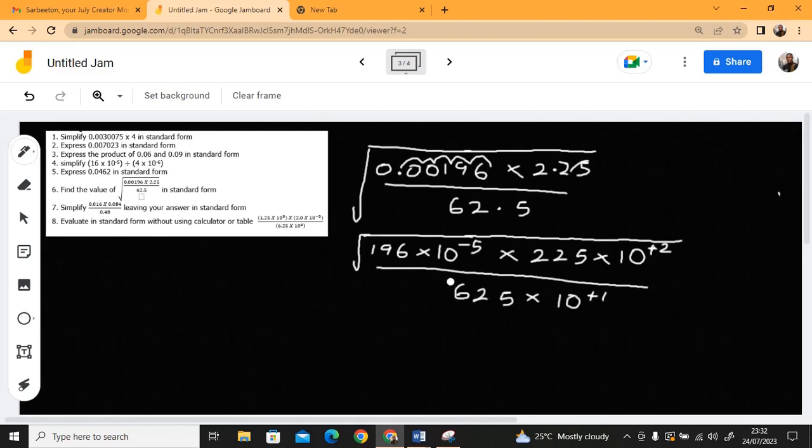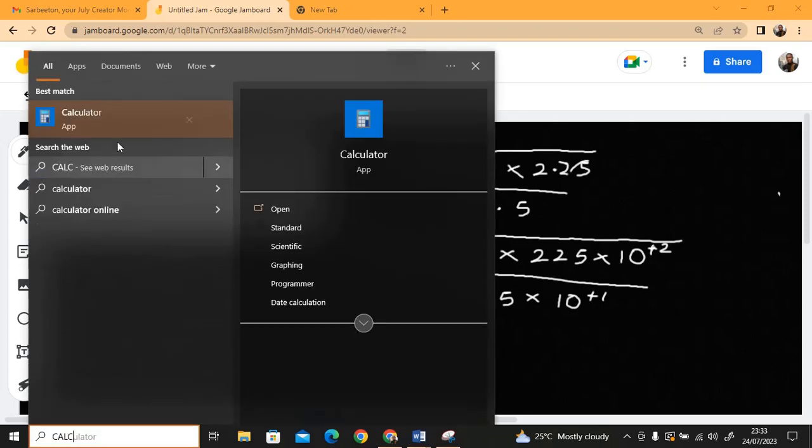Now what we're going to do is that if I were you, I'll multiply the numbers together. So 196 times 225 divided by 625. You can do this, or you can say 625 divided by 225 divided by 625. Let's look at it. Let me bring out my calculator. Okay, sorry for this.